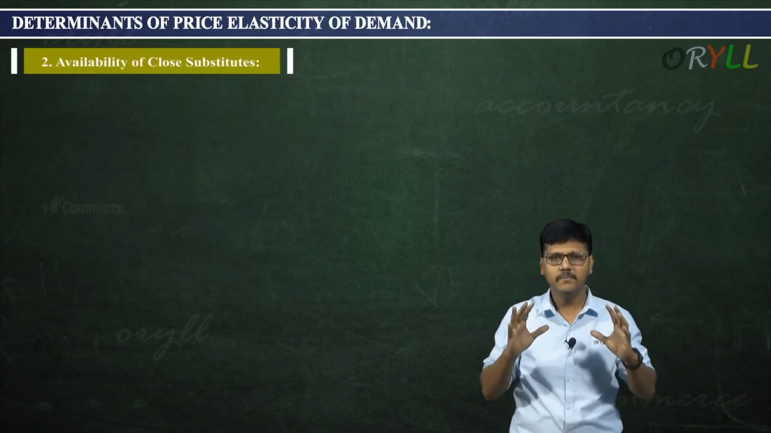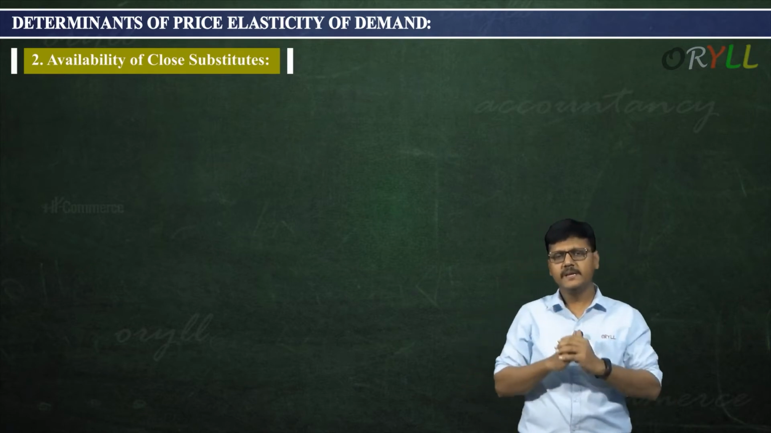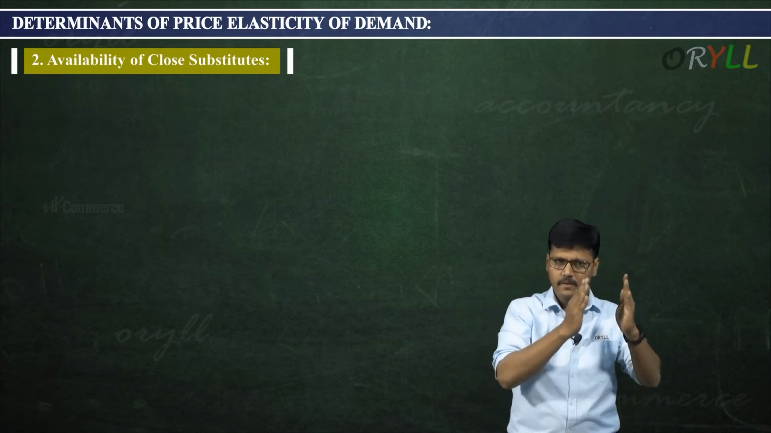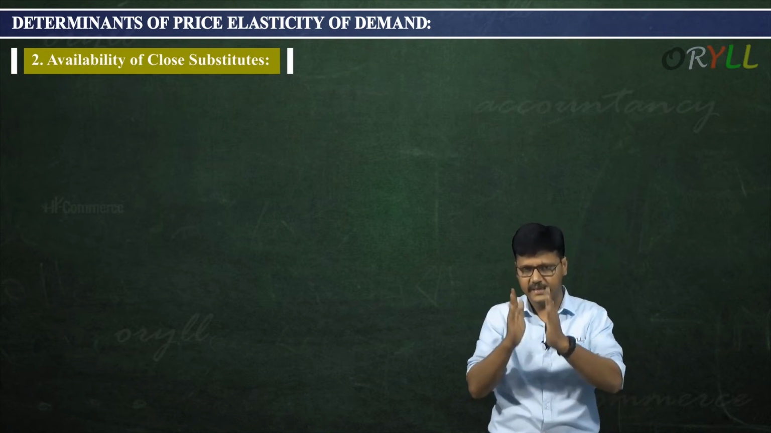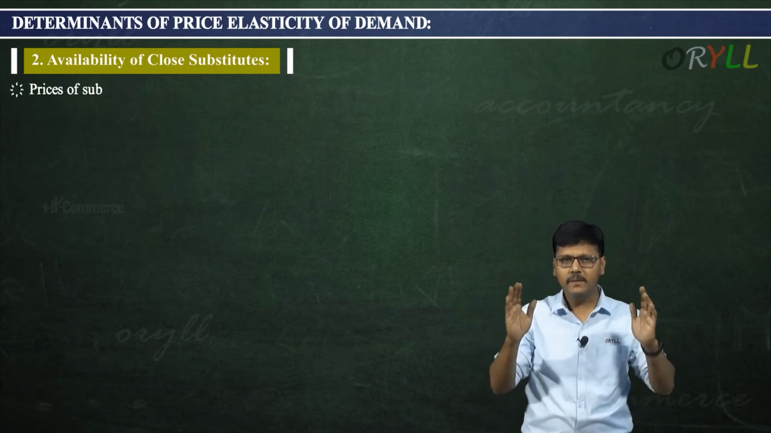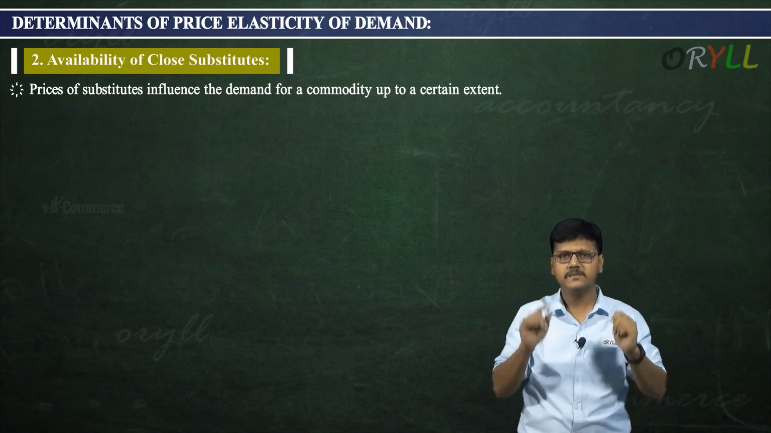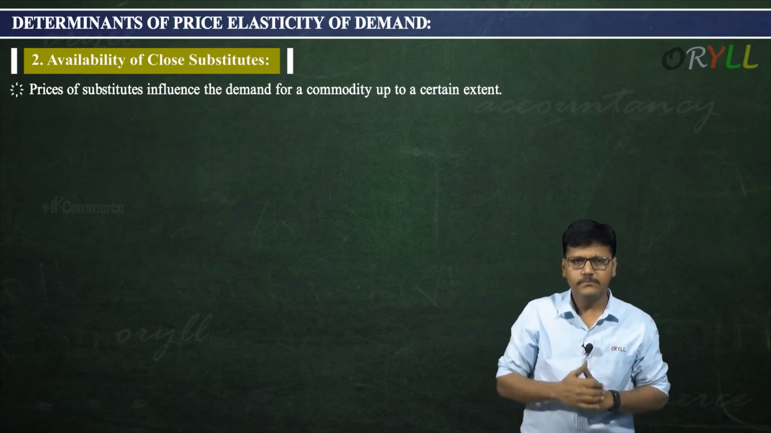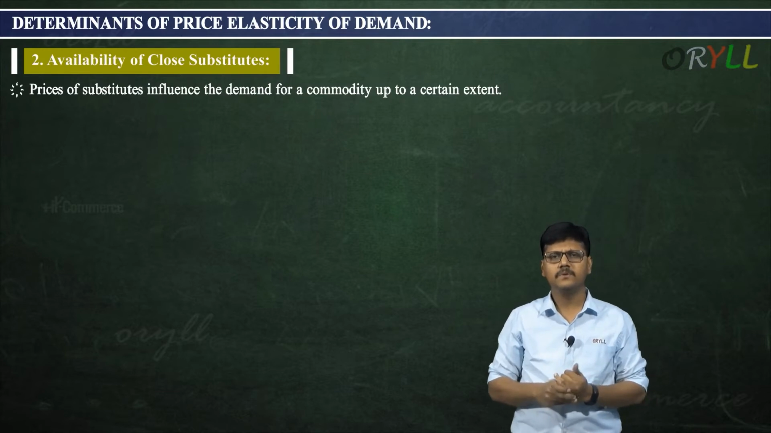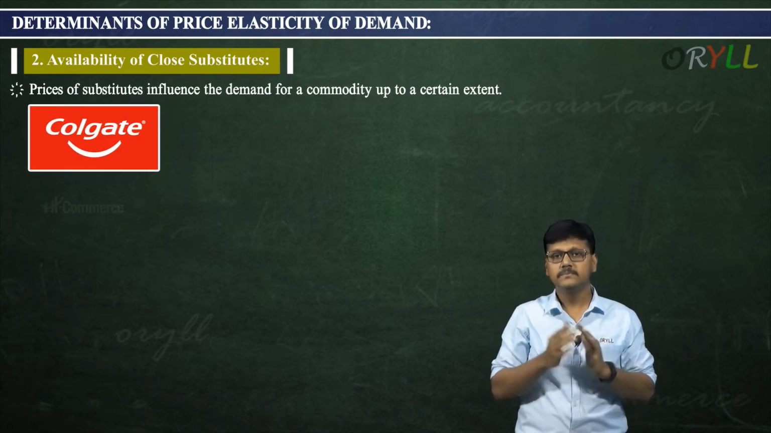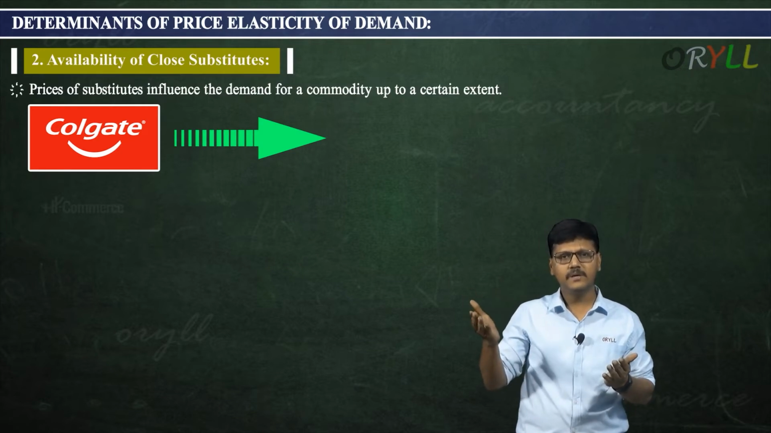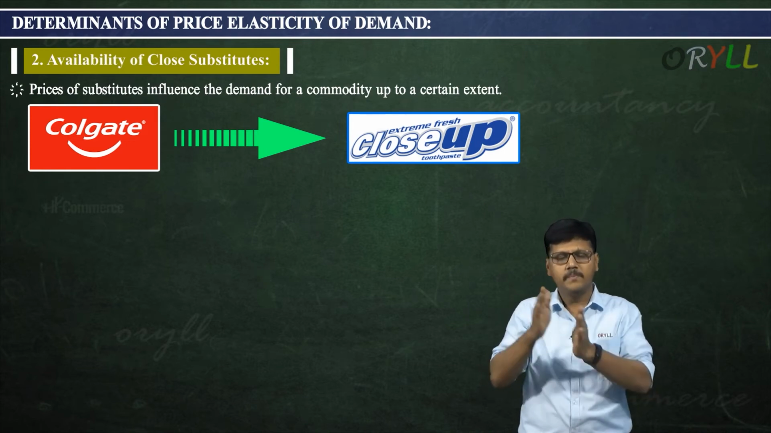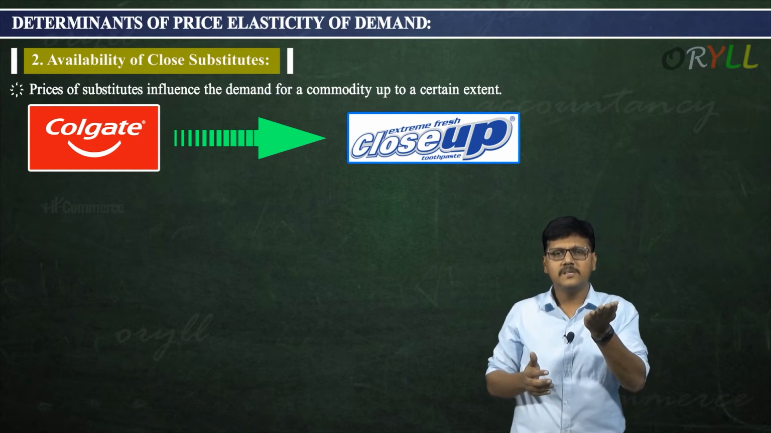The next one is availability of close substitutes. Keep in your mind, now we are talking about close substitutes. What is called a substitute? When a commodity is placed in the place of another commodity, that is called a substitute. The availability of substitute goods for a commodity determines whether demand is elastic or inelastic. For instance, an increase in the price of Colgate will lead to an increase in the demand for Close-up, which is a very close substitute for us. Many people will buy Close-up because Colgate's price is increased.